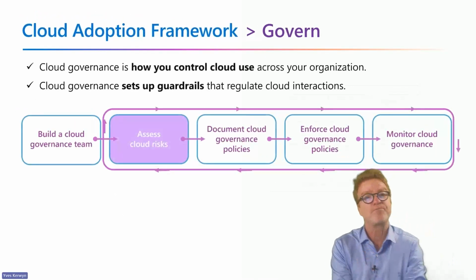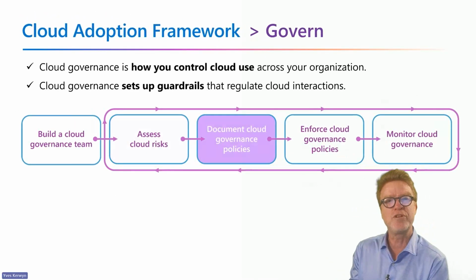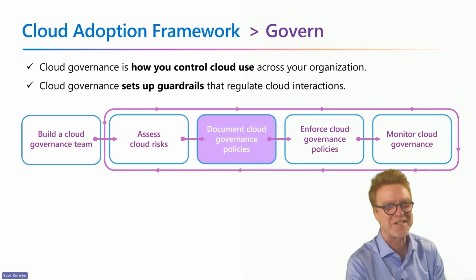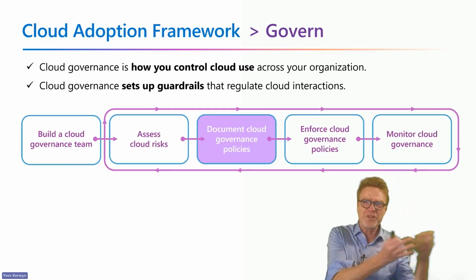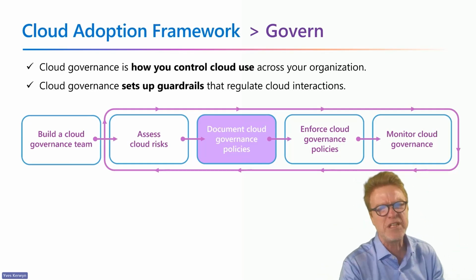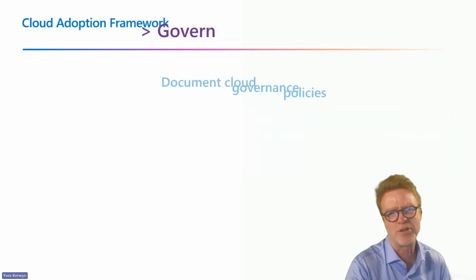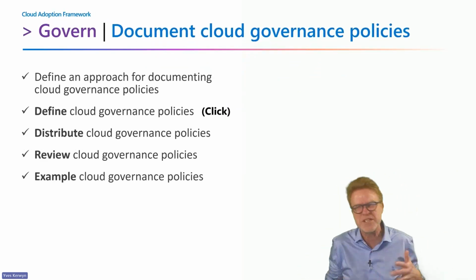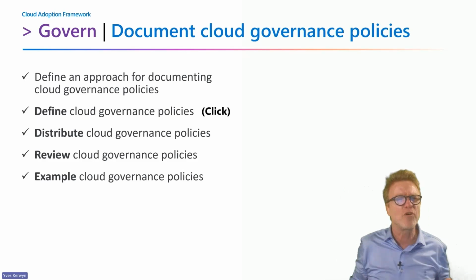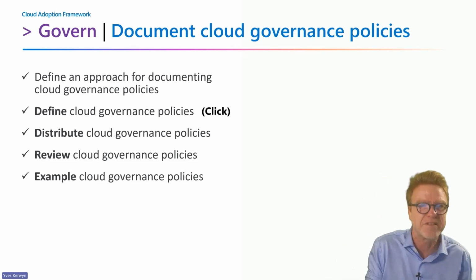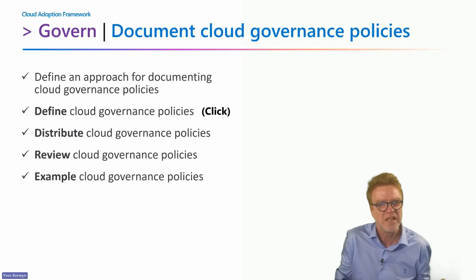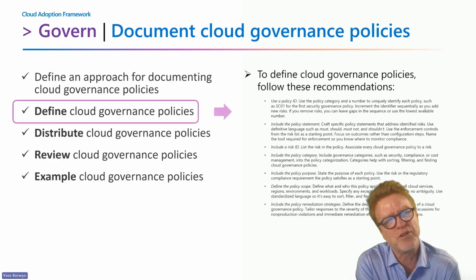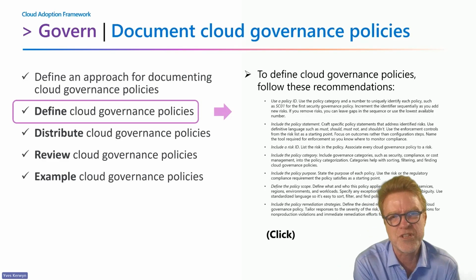Then, of course, you need to document the governance policies. We did that a little bit already with the risk, but you need to implement the policies. What is the policy? In Dutch they say, what is our beleid? What is our policy for all these things? And again, it's about, first of all, defining a policy.